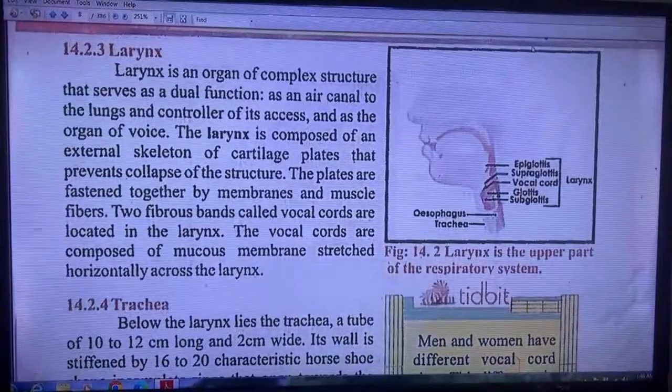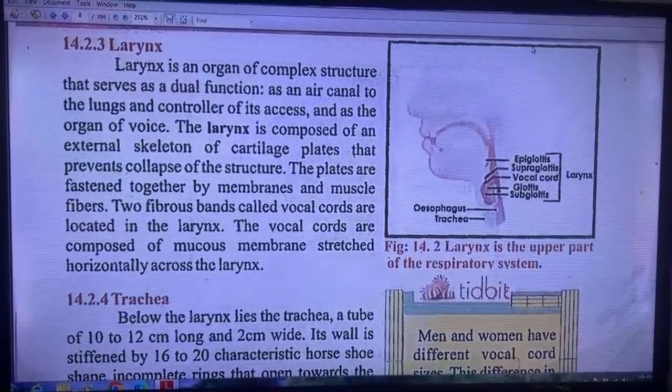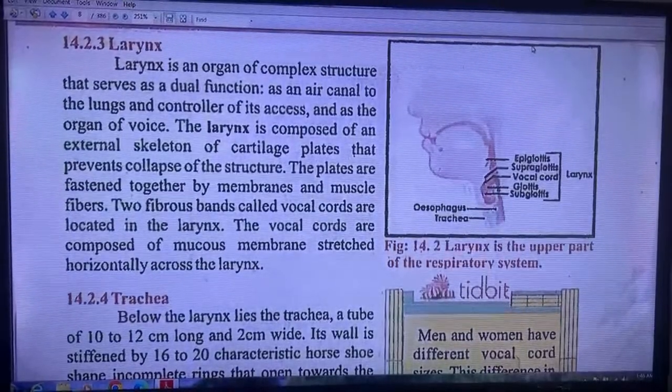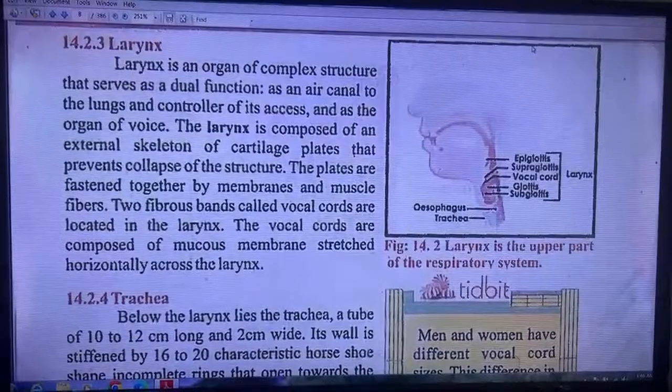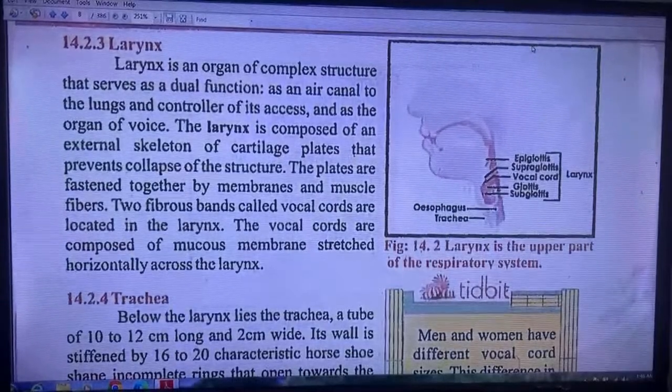Larynx. The larynx is an organ of complex structure that serves a dual function as an air canal to the lungs and controller of its axis, and as the organ of voice. The larynx is composed of an external skeleton of cartilage plates that prevents collapse of the structure. The plates are fastened together by membranes and muscle fibers. Two fibrous bands called vocal cords are located in the larynx. The vocal cords are composed of mucous membrane stretched horizontally across the larynx.